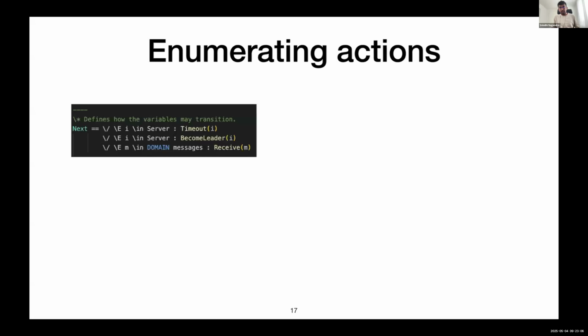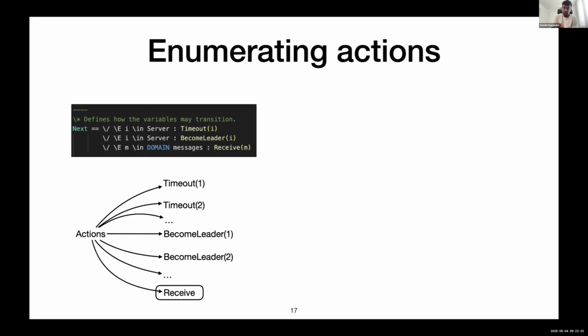As I said, we want it to be fast, and one of the main challenges with making it fast is how do we enumerate all these actions to be able to simulate the trace on the model. Here you see the actions as I described earlier. There's a timeout, there's a become leader, and then there's a receive. The receive here is over a domain of messages, but you can't possibly enumerate all possible messages and then pick that action. So what TLA plus does is it makes it a non-deterministic action.